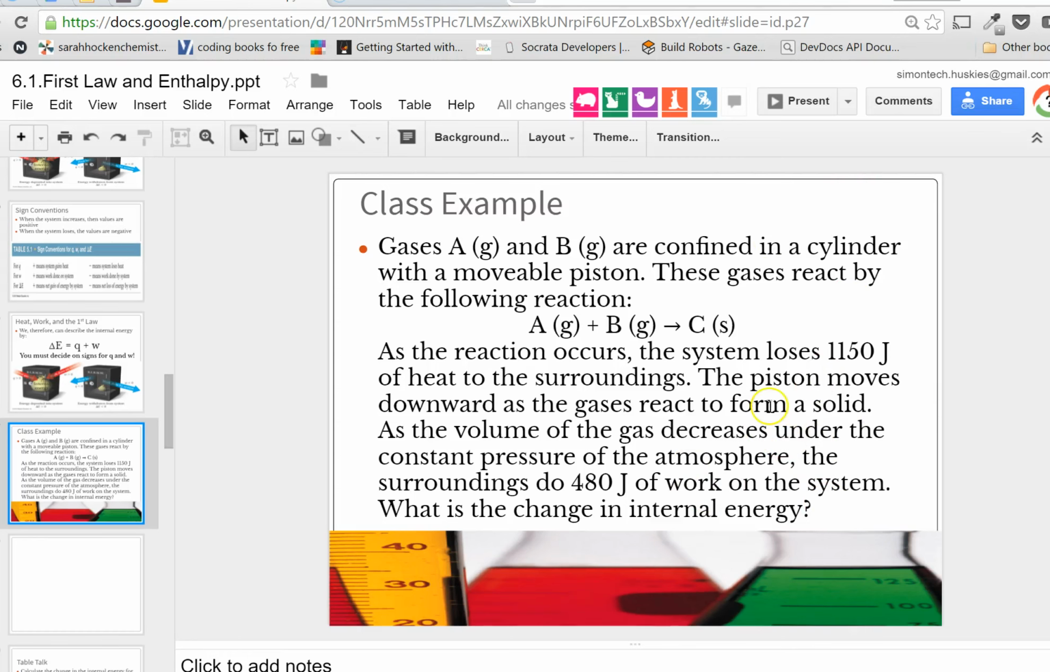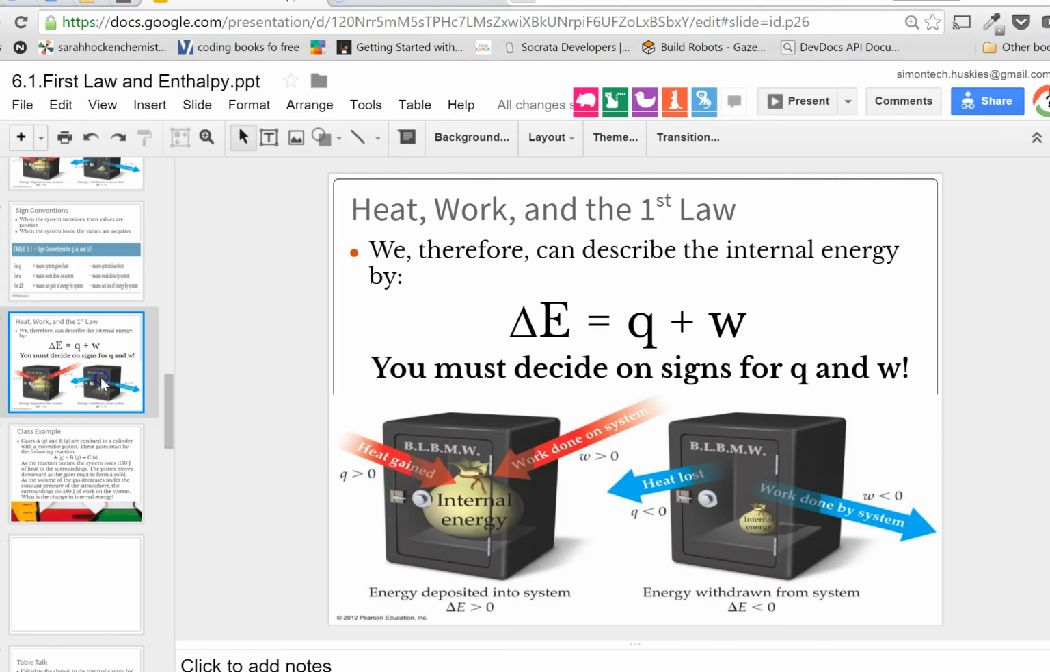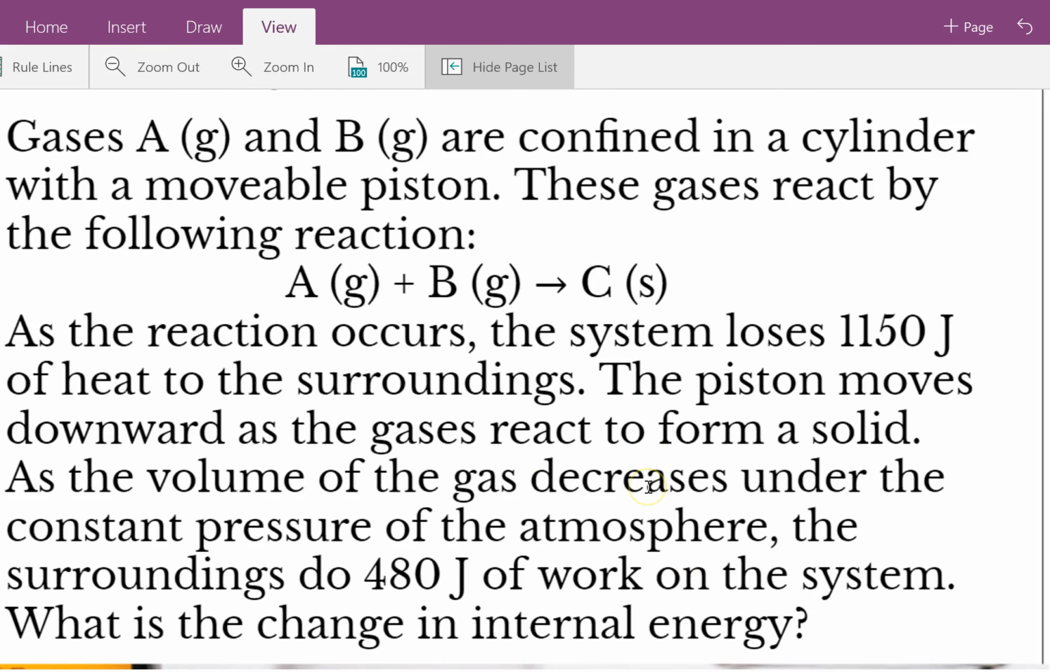Alright, first things first, let's look at a reaction dealing with heat, work, and the first law and the change in internal energy, the work done on or by the system. So to start out, you have to know that gases A and B are confined in a cylinder with a movable piston. These gases react by the following reaction.